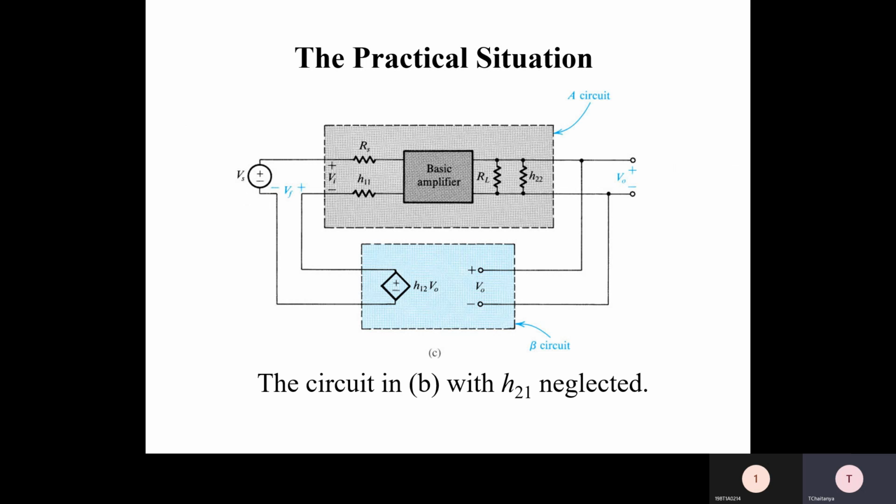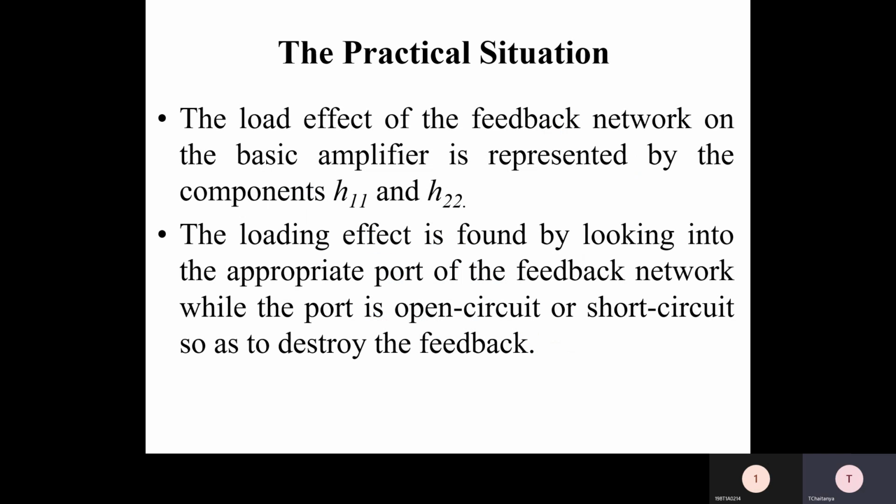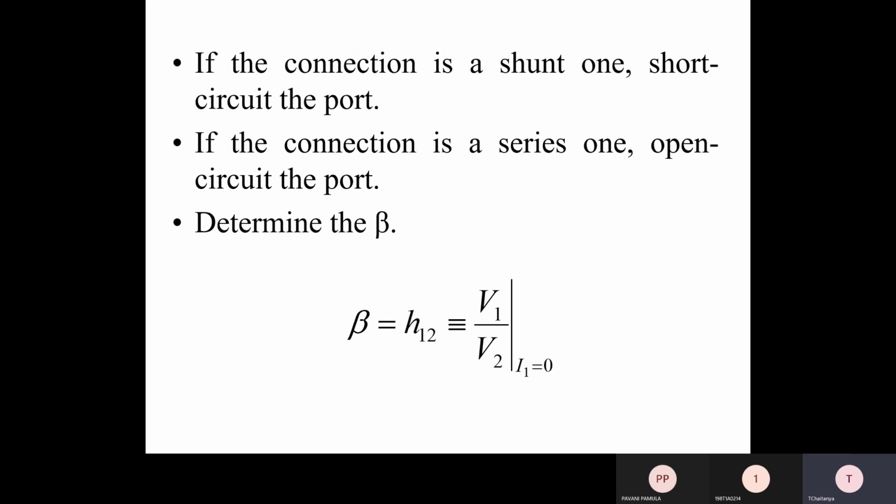The load effect can be represented on the feedback network by H11, and here it is H22. The loading effect is found by looking into the appropriate port of the feedback network with an open or short circuit. Here beta: if the connection is a series one, with the port open circuited, then beta is H12, that is V1 divided by V2 at I1 equal to 0. Beta is the feedback factor.